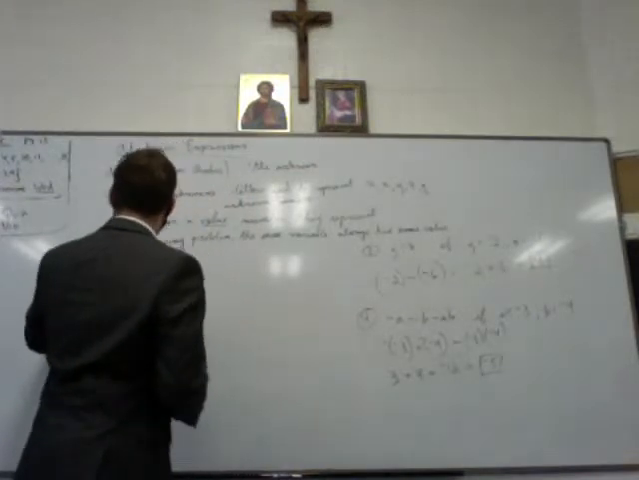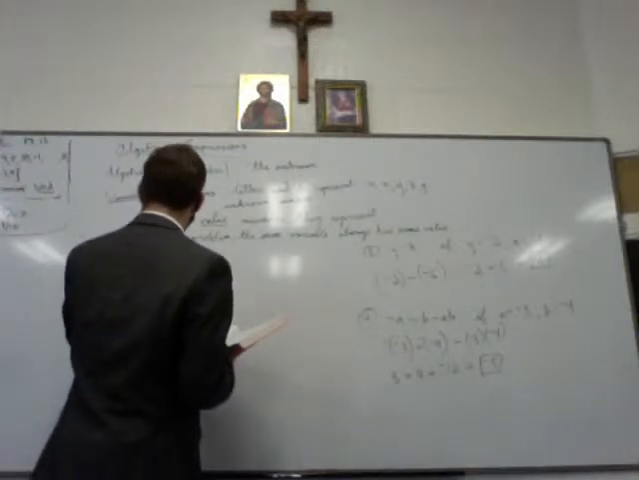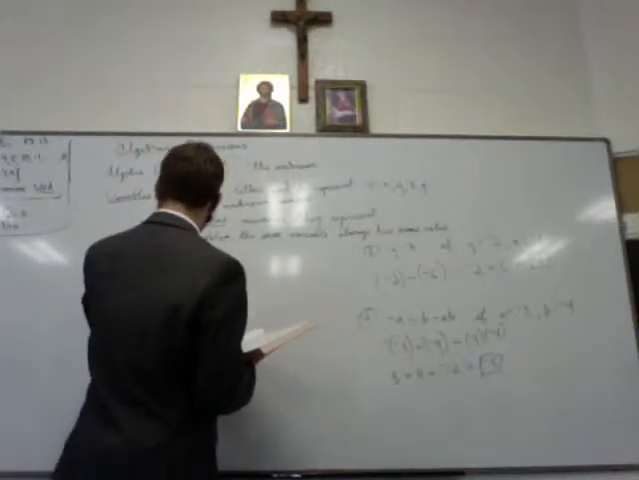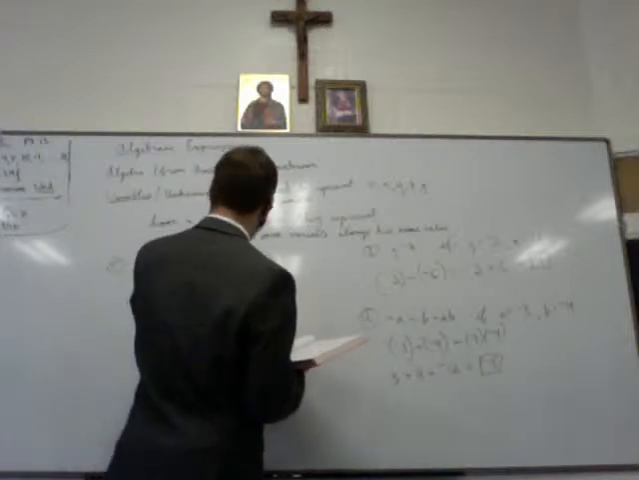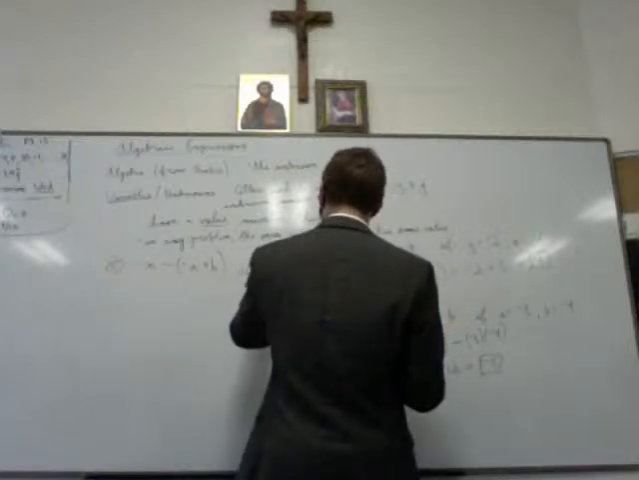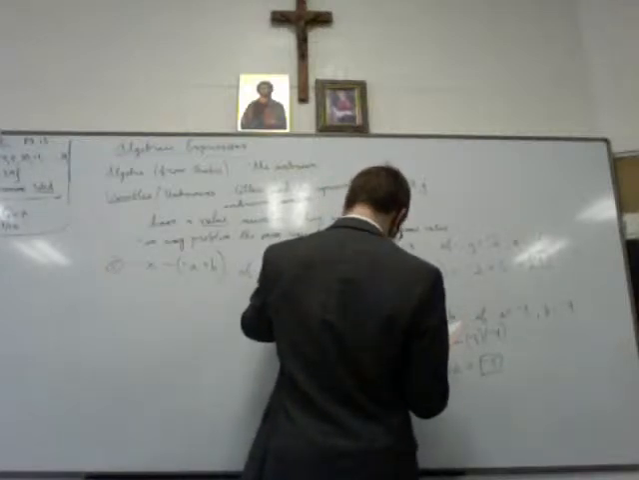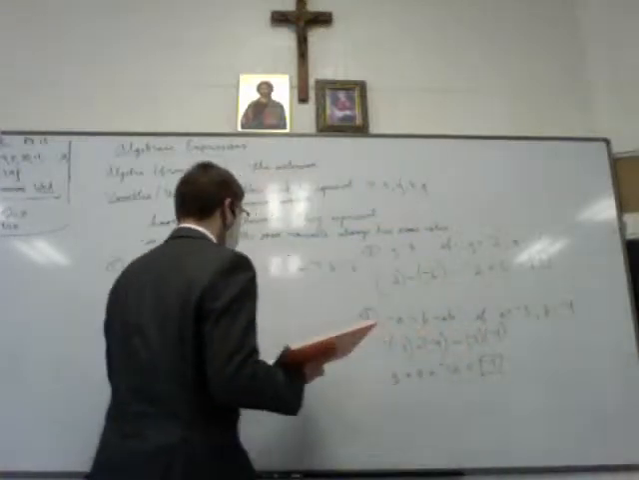Okay, example 5. Negative x minus parenthesis negative a plus b close parenthesis. If x equals 2, a equals negative 4, and b equals negative 6.